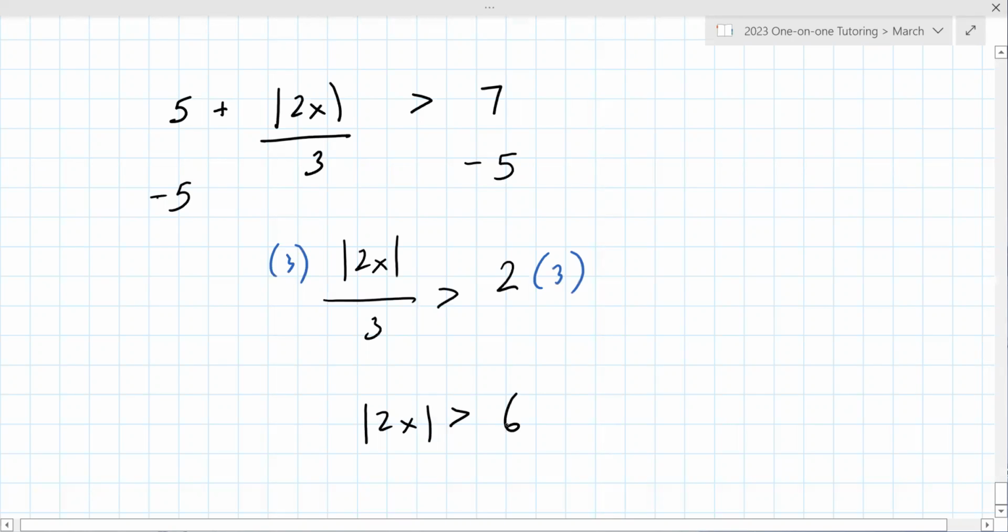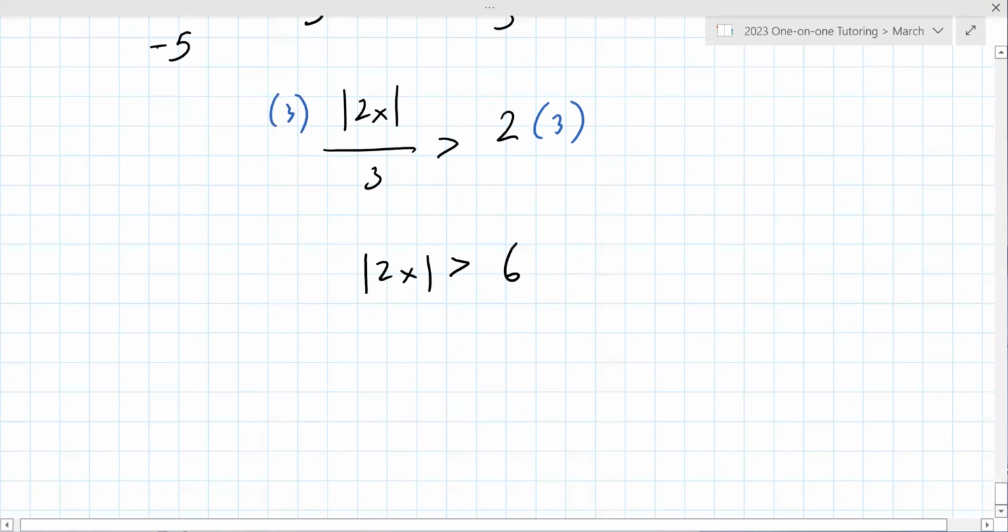Is that okay? Yeah, that's where I was going. I got it from here. Okay. X is greater than 3, X is less than -3. Yes.